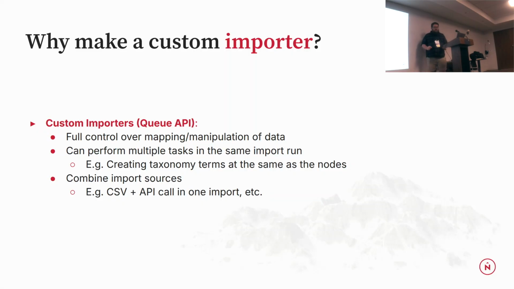And then there's custom importers using the Queue API. So you really have full control because it is pure custom. So you can do whatever you want. You can perform multiple tasks in the same import run. So if you need to create those taxonomy terms while you're creating those nodes, no problem, I can do both. I can do all those dependencies as I'm doing things. And you can also combine import sources. Let's say you have a CSV, but oh, I need an API call to understand what this field is, or for extra data. I can call these sources at the same time, and I don't have to run multiple times. I can get all the things I need in one call, which is pretty cool.